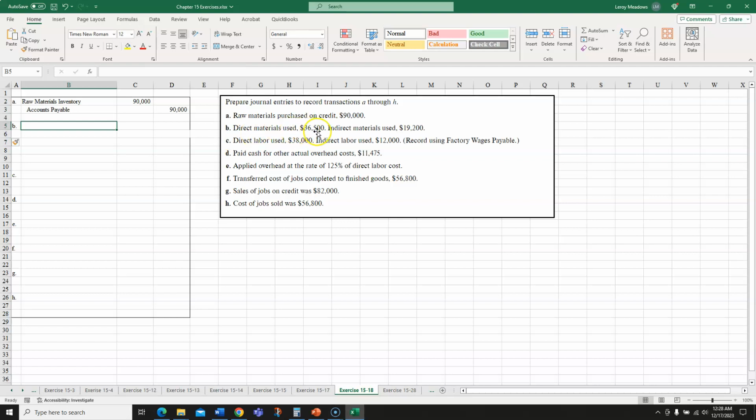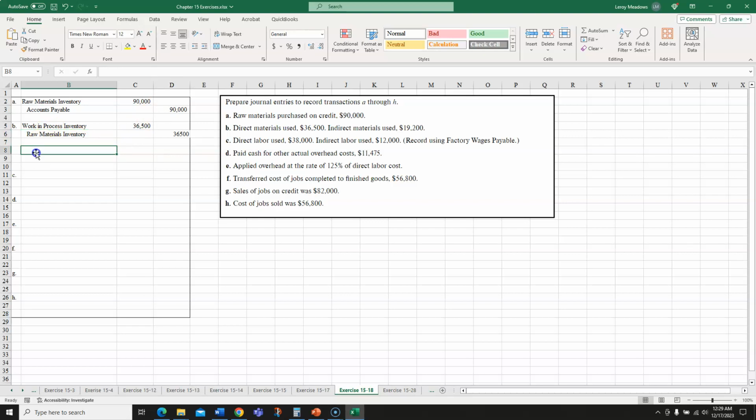Direct materials used 36,500. So what are we going to do? Direct materials go to work in process inventory. So work in process inventory for 36,500, and we would credit what? Raw materials inventory for $36,500.